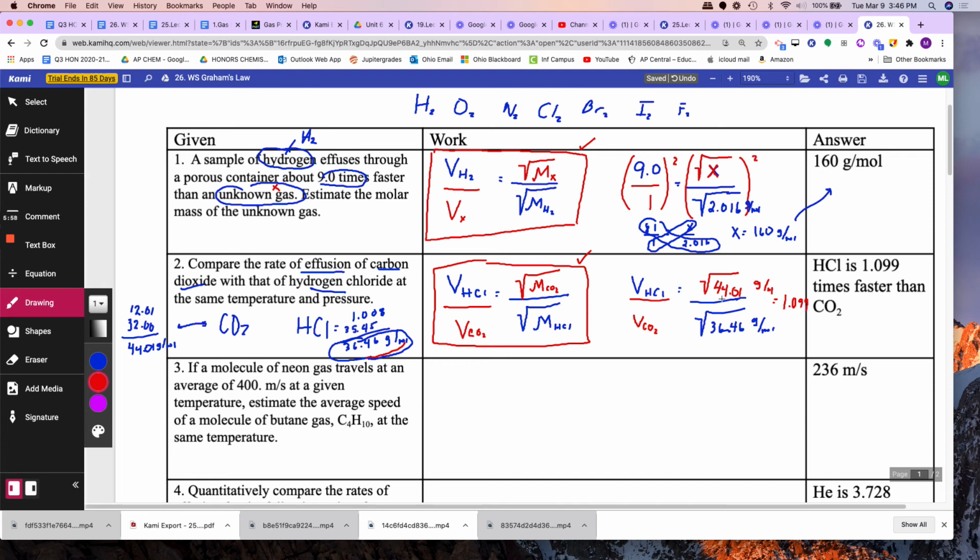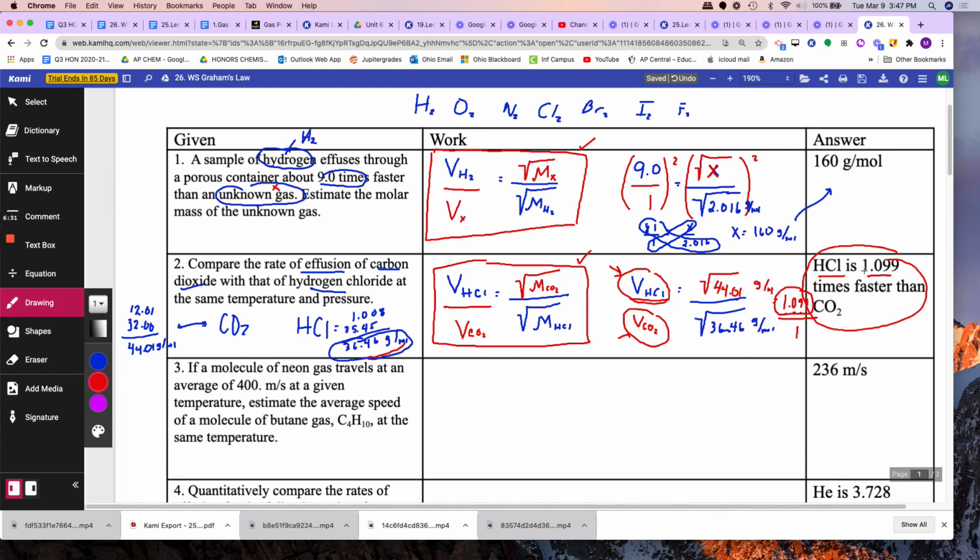Okay, because that has 4 sig figs. So that number means whatever is on top, which is HCl, is 1.099 times faster than CO2. In other words, it's 1.099 to 1. So my answer should read HCl is 1.099 times faster than CO2. And that's how you should report your answer.